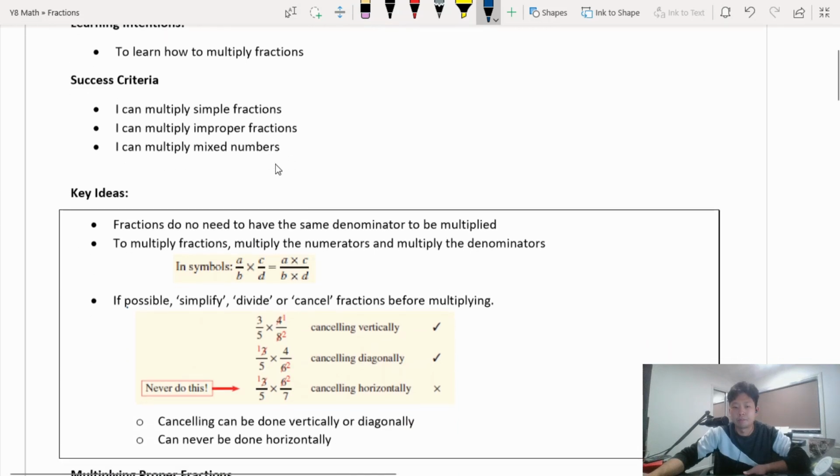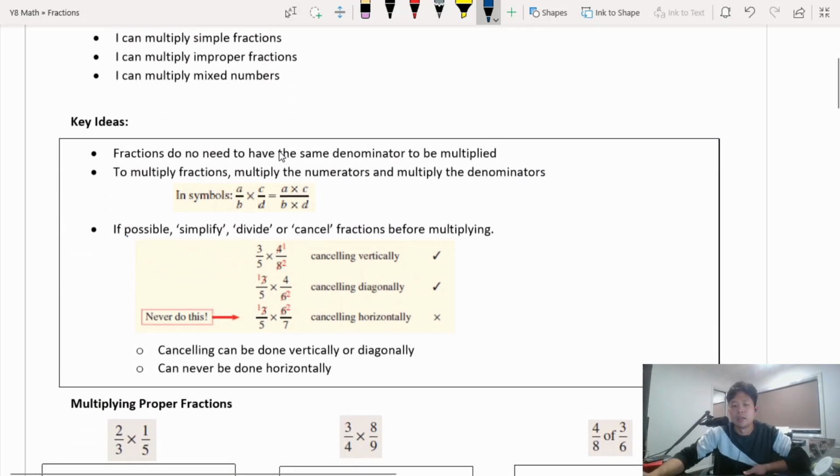mixed numbers. Alright, so the key ideas for this lesson: unlike addition and subtraction, for multiplication, fractions do not need to have the same denominator to be multiplied, so that's a real key point. To multiply fractions, we multiply the numerators and then multiply the denominators. So in symbols, as you can see here, it will just be a over b times c over d equals a times c over b times d.